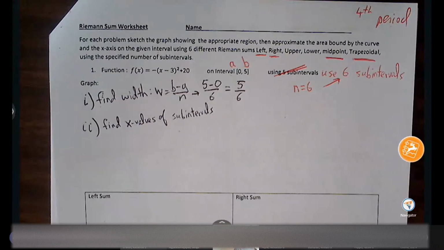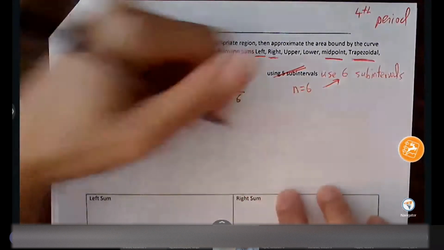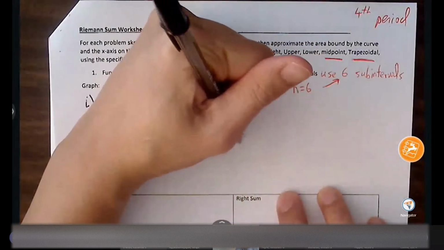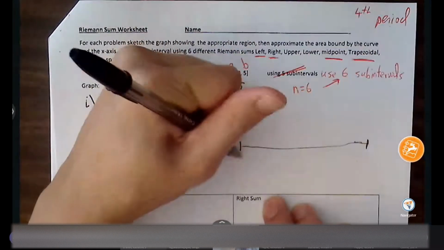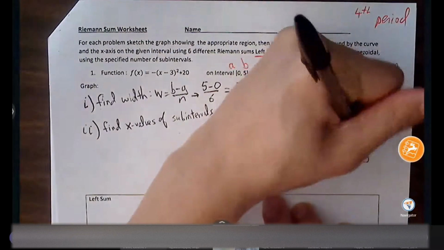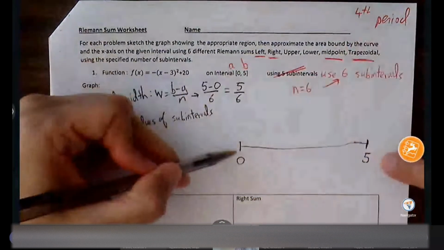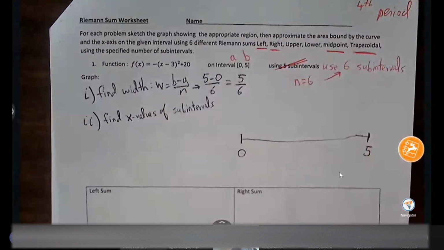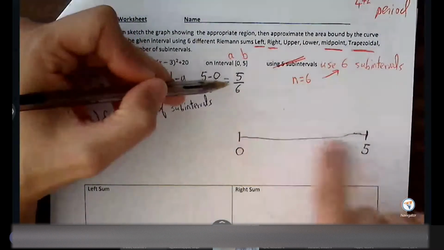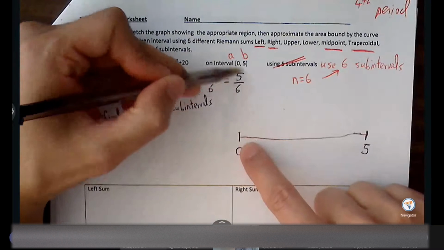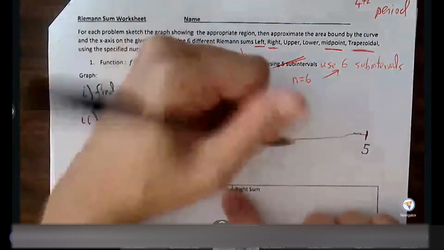Okay. Now, next step is to find the x values of our subintervals. We're going to create a number line here. So for your number line, extend from endpoint to endpoint, so 0 to 5. That's your A and your B value will go here.